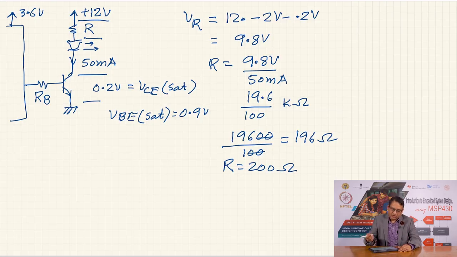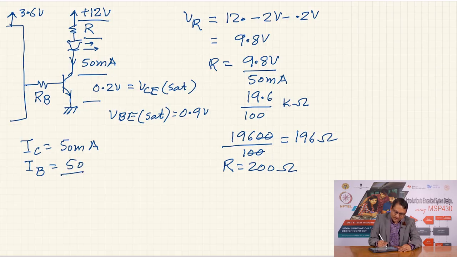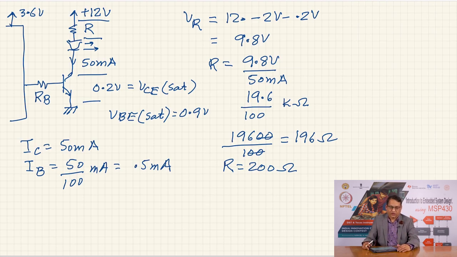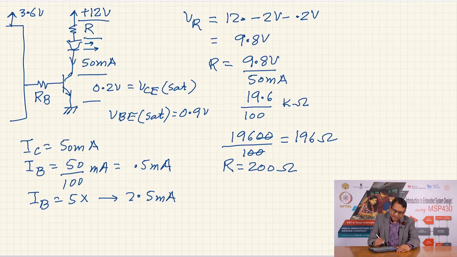Now, our collector current IC is equal to 50 milliampere. Therefore, IB will be equal to 50 divided by 100, that is the minimum base current we must have. So, this is equal to 0.5 milliampere, but as I mentioned, we should pump in much more base current to ensure that the transistor is driven hard into saturation. Let us say I want IB to be equal to 5 times. So, this leads to 2.5 milliampere of base current, and therefore, VOH is equal to 3 volt from this microcontroller.